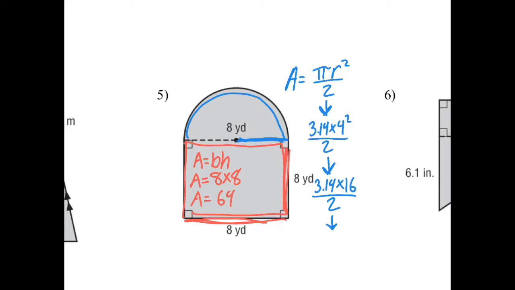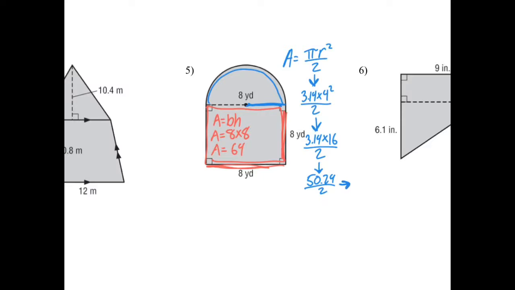From here, I'm going to do 3.14 times the 16, and I have 50.24. We still have to divide by 2 when we're finished. We're going to divide that by 2. I get an area of 25.12. So our area here is 25.12. Again, to find the total area of the entire figure, I have to add my two areas together. So I'm going to take 25.12, add it to 64, and I get an area of 89.12 yards squared.